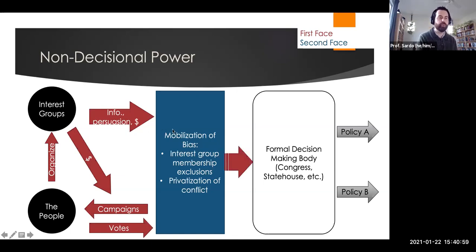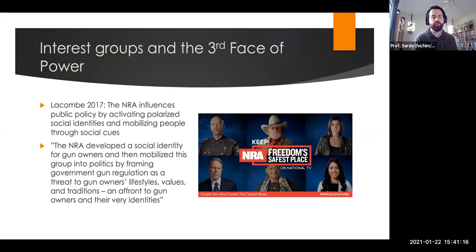And it's actually only that which gets through this mobilization of bias that influences the formal decision-making power. And so we should think of what interest groups are doing as much closer to a mix between the first and second phase of power, rather than, in Dahl's model, this kind of direct influence. But your reading from Lacombe also suggests that we should think of interest groups in the third phase of power, though he doesn't use that language.